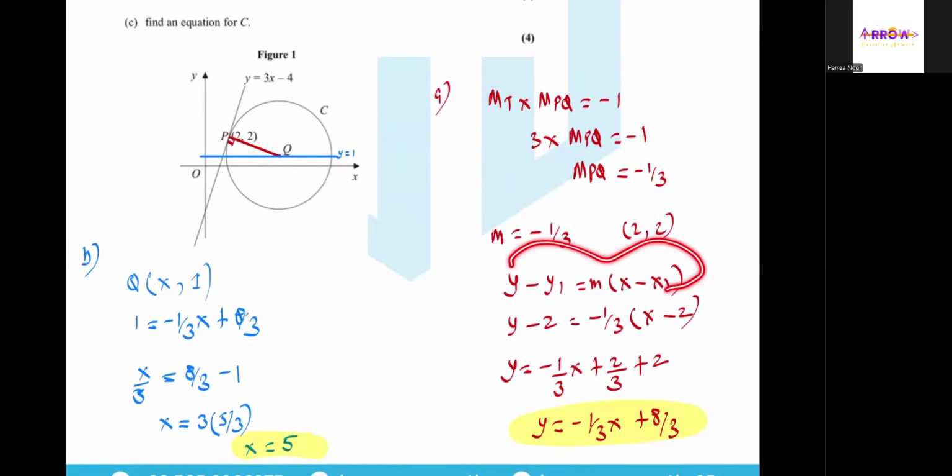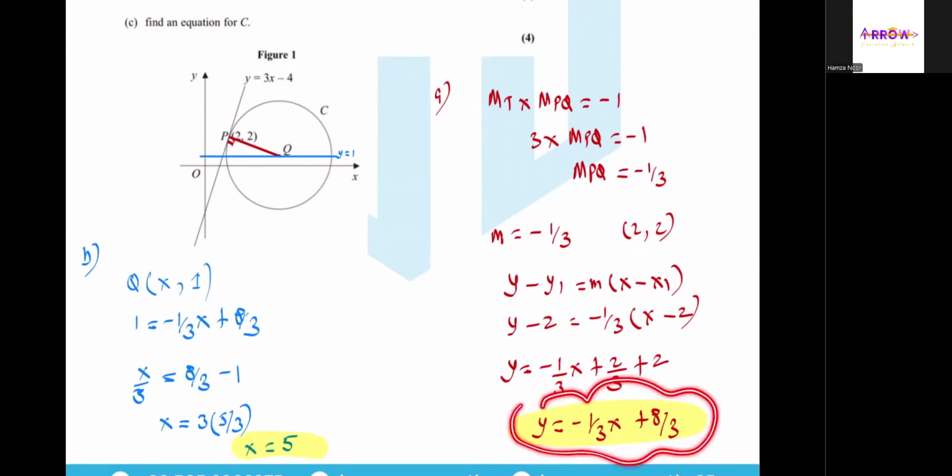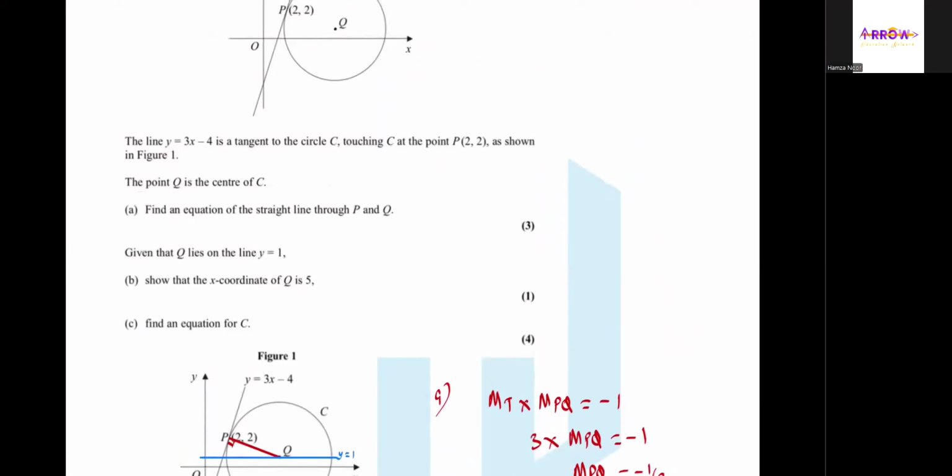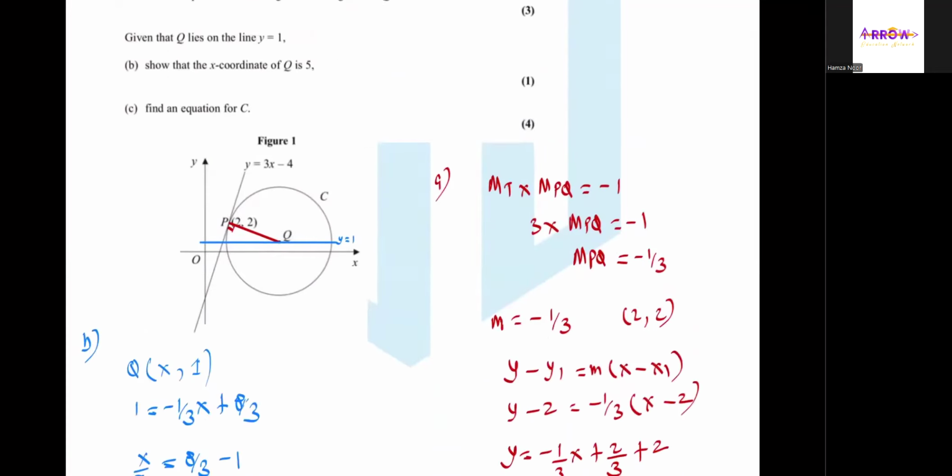I have found the equation of the straight line by using this form: y minus y1 is equal to m multiplied by x minus x1. Then I rearranged the terms and expressed my equation in the form y equals mx plus c. You can also give your answer in the form ax plus by plus c equals 0, because in this specific question a particular form is not asked. So this was part A.